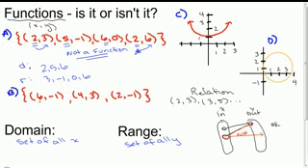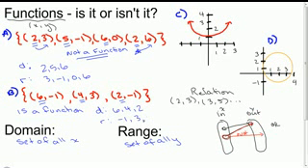Notice with my second example here, I see my domain has the values 6 and 4 and 2, and since none of them were repeated, I know that this one is a function because there's no x value that's repeated. My domain of this function is 6, 4, and 2, and my range here is -1, 3, and then the -1 again, I don't have to list it again. Notice we don't have a problem with the same output showing up again, it's just when the same input shows up.